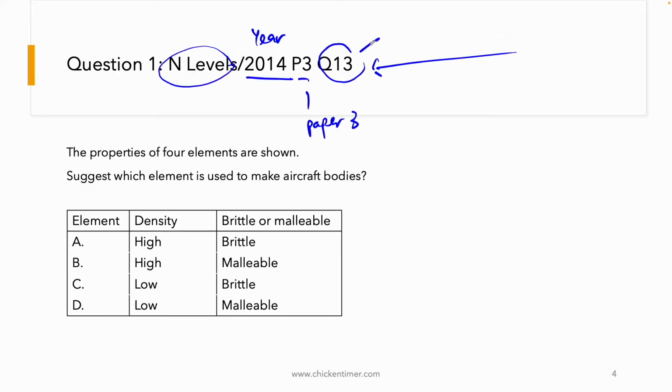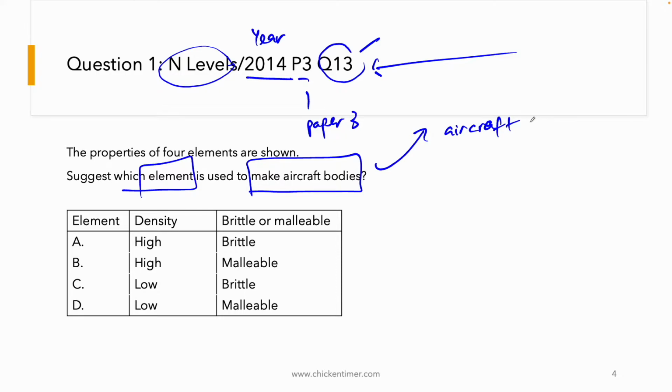So this question is an MCQ question. We have 4 elements, A, B, C, and D. The question says, suggest which element is used to make aircraft bodies. So first we have to think about an aircraft, an airplane, a helicopter, whatever you call it, what would you expect the property to be? Down here we have 2 characteristics that we have to examine. One is density and the second is whether it is malleable or brittle.